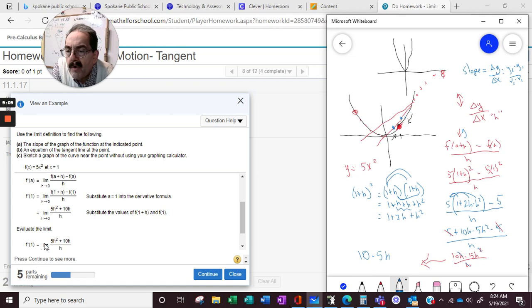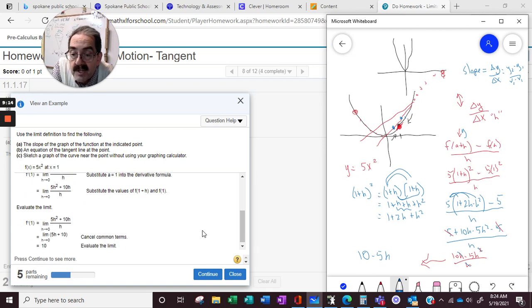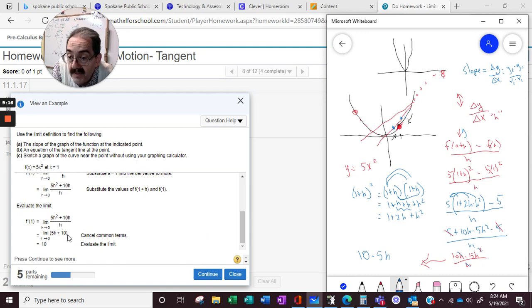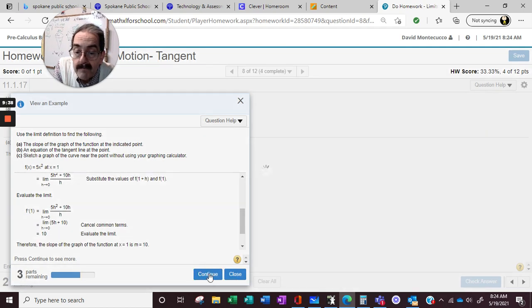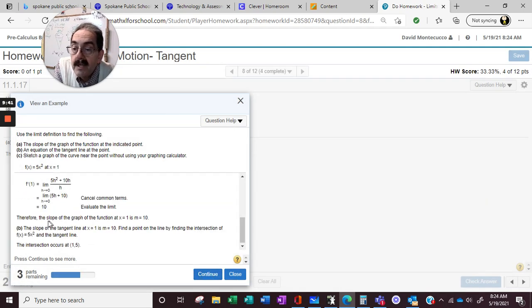Now when you evaluate at 1, see how the h's are going to go away, leaving us with this. When h is 0, so as we approach no gap, we approach this. What is the overall value going to be? 10. Okay, now, I know that's confusing. The slope of the tangent line at x equals 1 is 10.